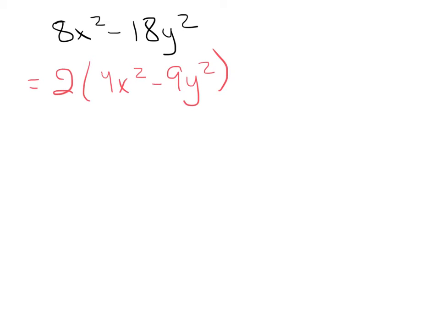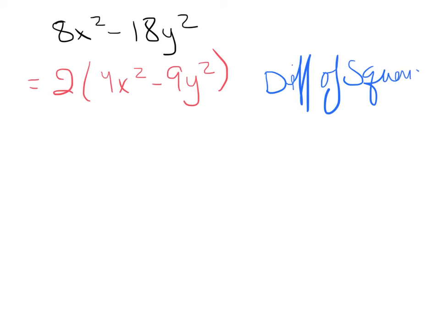So then when I'm looking at my term that's left over in here, I see that 4x squared is a perfect square. 9y squared is a perfect square, and we are subtracting them. So that means it is a difference of squares. It's not super easy to print on here, so that says difference of squares. So what do we do with that?